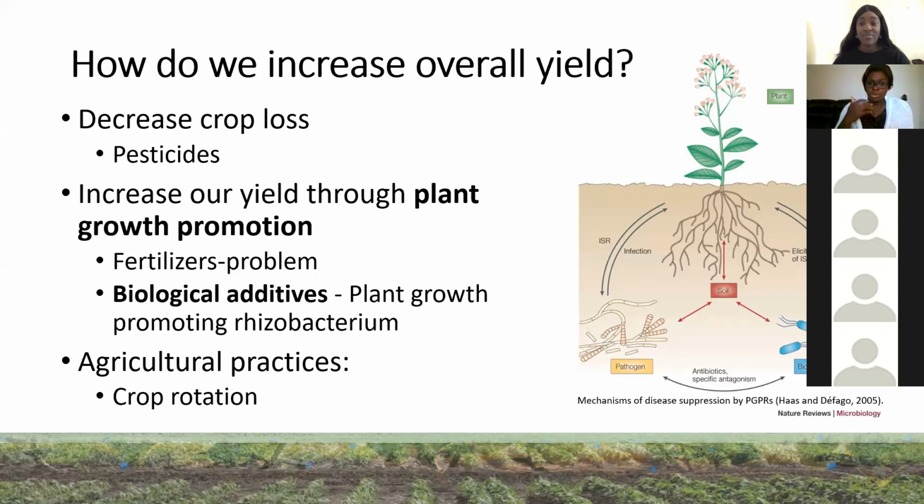So what we are trying to do in our area of research is to see if we can come up with microorganisms that are beneficial to the plants. These microorganisms could be bacteria, could be fungi, but for the sake of this talk, I would only focus on the bacteria side of things. And all of these are called biological additives. These biological additives, bacteria, help promote plant growth, and they also take away the nasty problems caused by fertilizers. Another thing that farmers do is practice crop rotation.